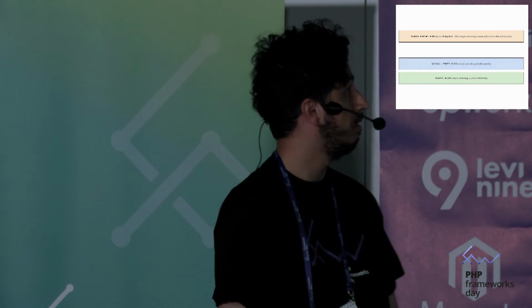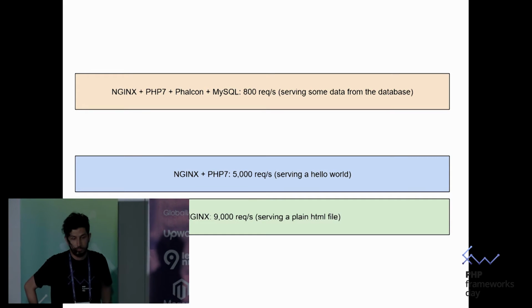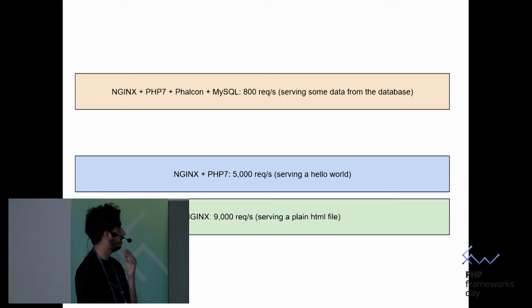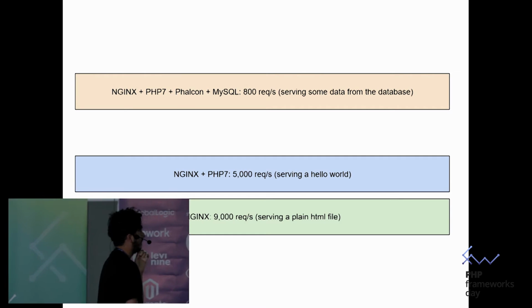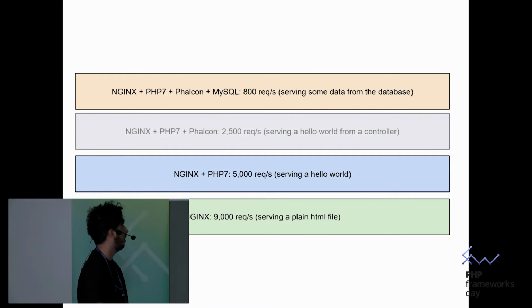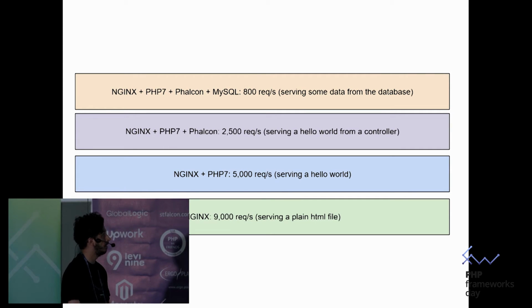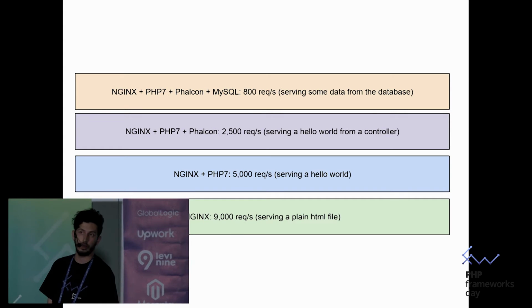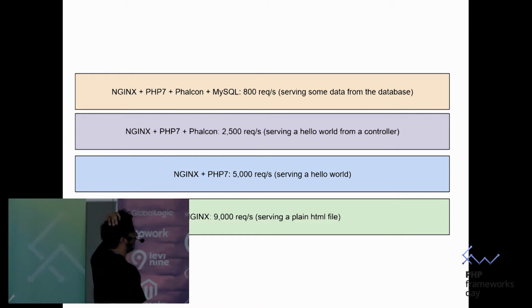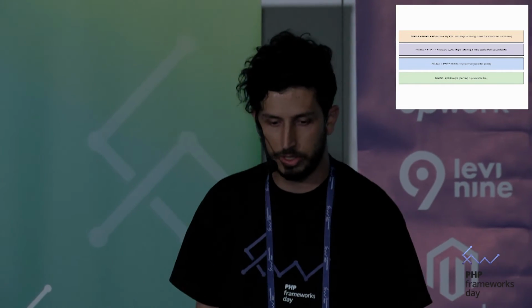And then I installed PHP7, and it gave me 5,000 per second. So just by installing PHP7, I now get 4,000 fewer requests per second. And then we start Phalcon, the latest version of Phalcon, and now I'm getting half of that. I'm getting only 2,500 requests per second. And then I added a connection to MySQL, and now I'm getting only 800 requests per second.